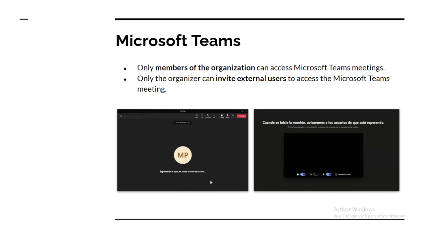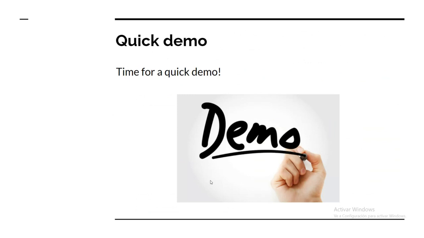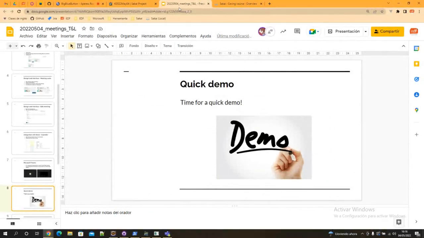Only members of the organization can access the meetings. But the organizer of the meeting, the instructor that created the meeting, is set as the organizer of the meeting, and he can also invite some external users to the meeting, but he has to approve their login to the meeting. We can see all of this in a quick demo about the functionality working on my local instance of Sakai.